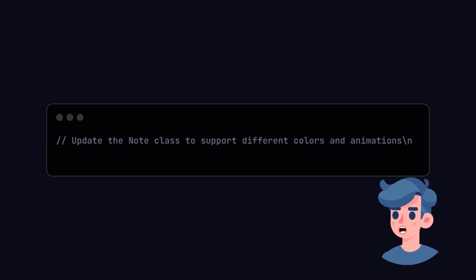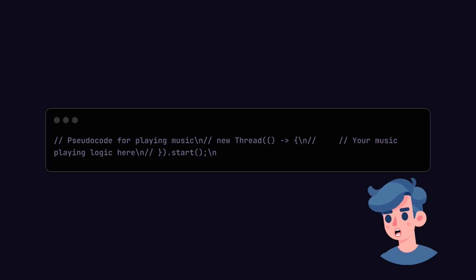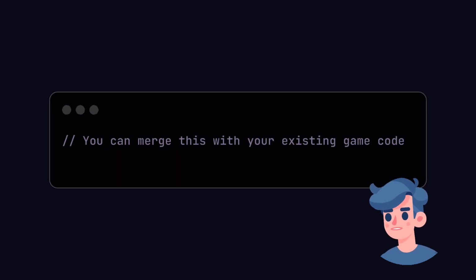To make our game visually appealing, let's customize the appearance of notes based on their lateness and type. We will add different colors for notes and add animations. Next, let's implement a background music feature. We can use a library like JavaSound for playing music. We'll play music in a separate thread. This way, our background track will play while the notes fall. Remember to add some checks to avoid overlapping sounds in the game.